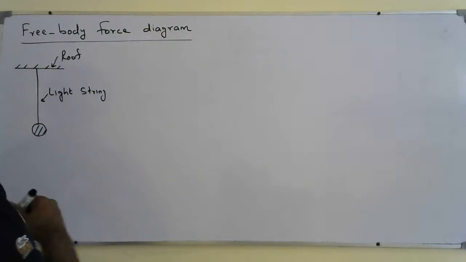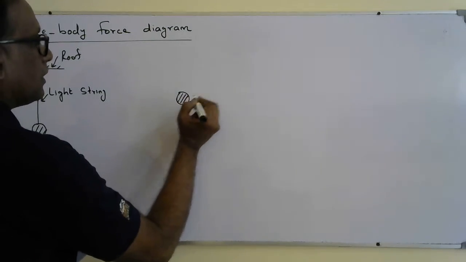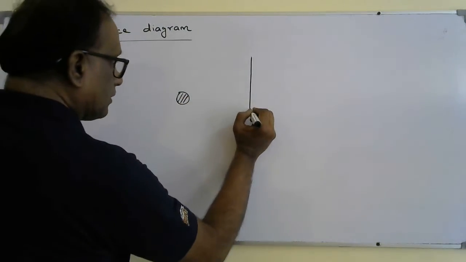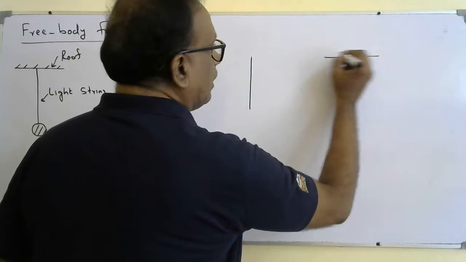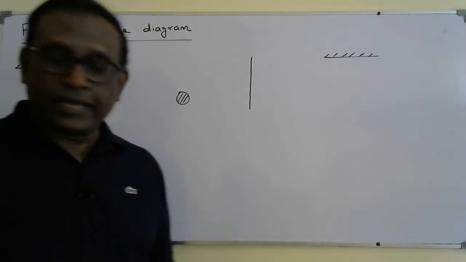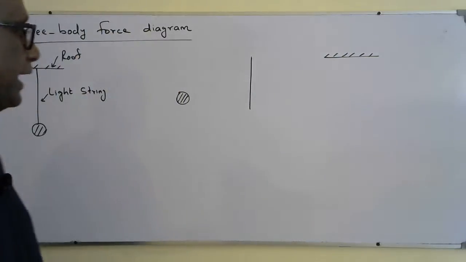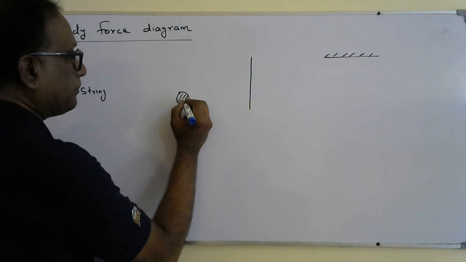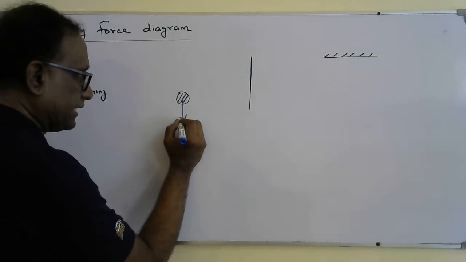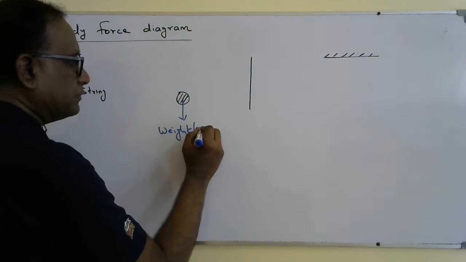So first I'll think about the object. So this is the object, the string, and the roof. I need to consider the earth also if I think about the third law pair of forces. Anyway, one by one we will start. Okay, the object has its weight. The weight of the object means the earth is pulling the object down. So that will act on the object, that is mg.